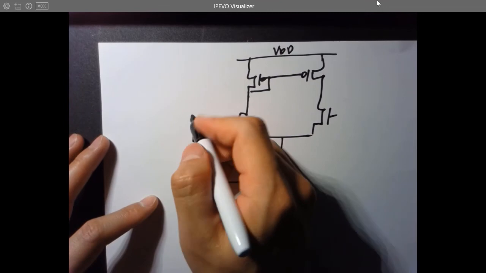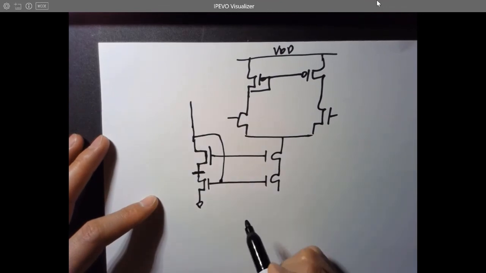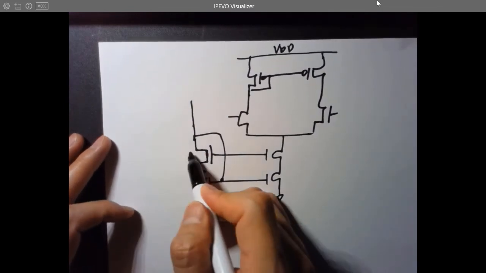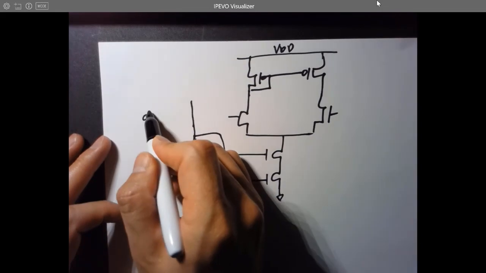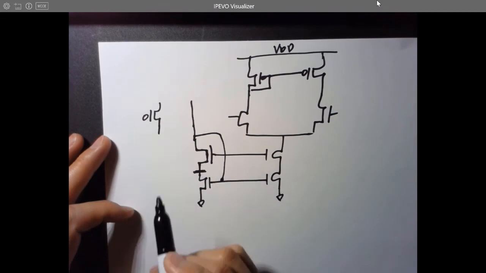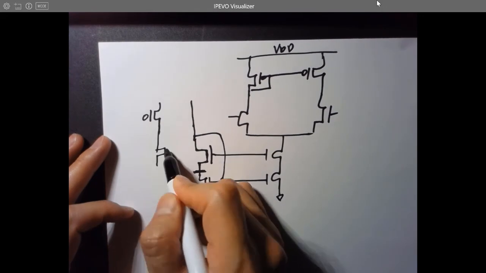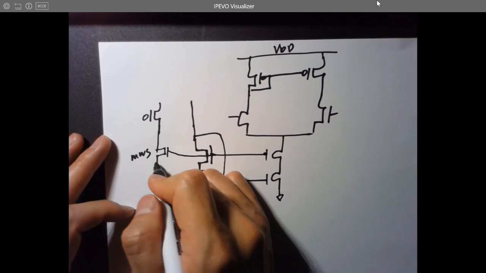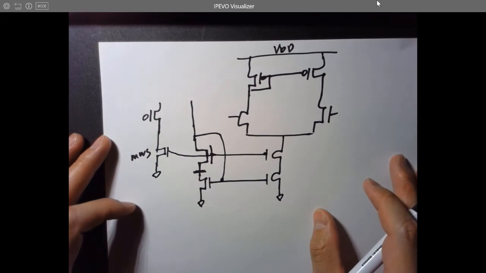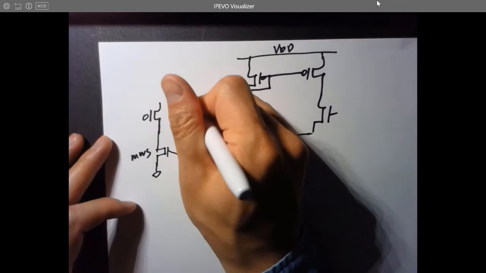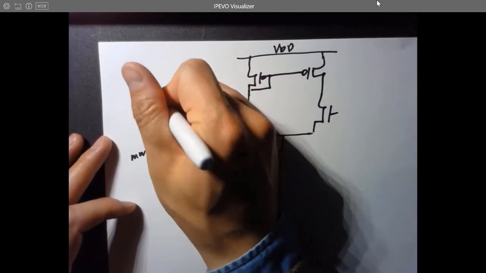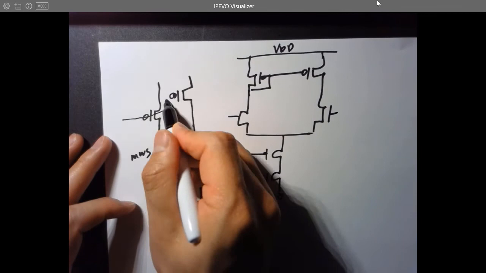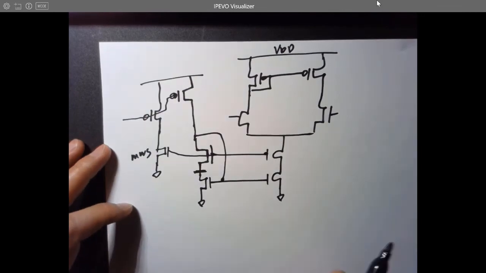And remember, we connected this one to here to lower the drain voltage of this transistor. And definitely this one needs to be biased as well. So we need a PMOS, and we need a MOSFET wide swing to bias this one and this one. And these two guys need a current source to provide the current from the top.